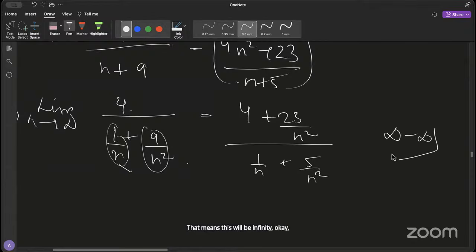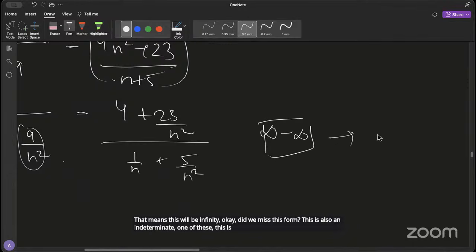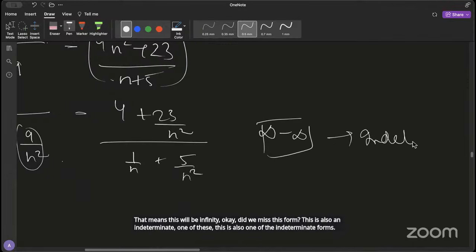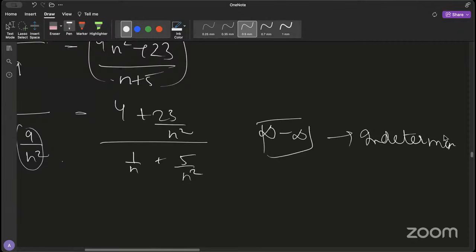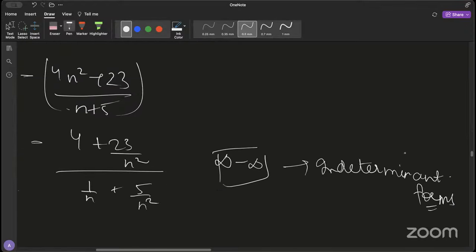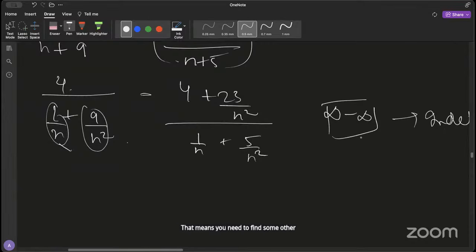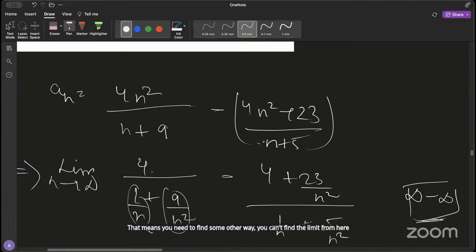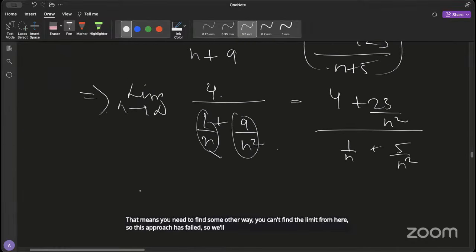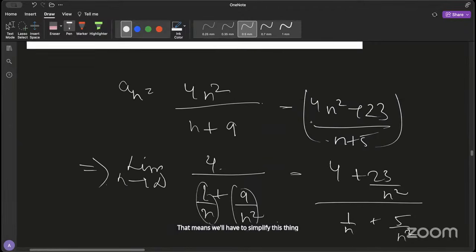Okay, did we miss this form? This is also an indeterminate form. This is also one of the indeterminate forms. And what happens when you have indeterminate forms? That means you need to find some other way. You can't find the limit from here. So this approach has failed. So we'll have to switch to some other approach. That means we'll have to simplify this thing. So let's simplify this expression.